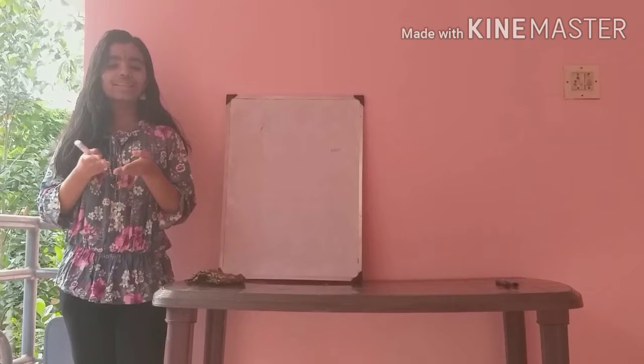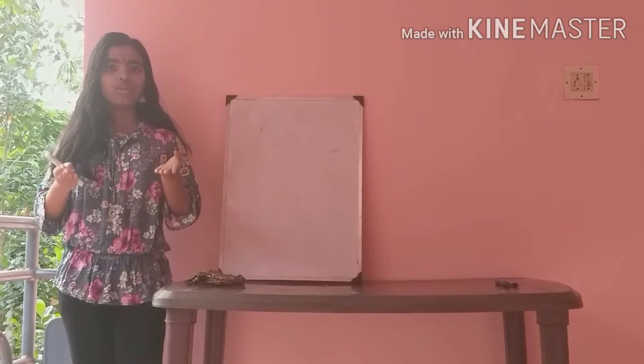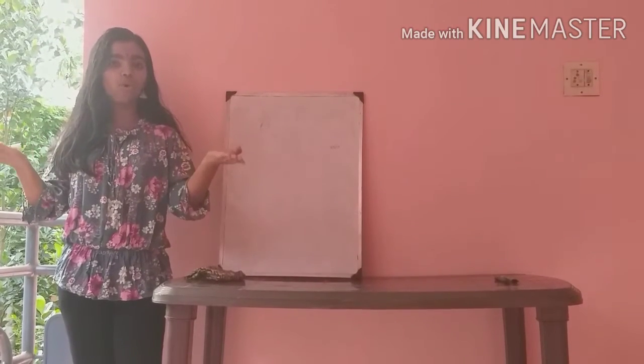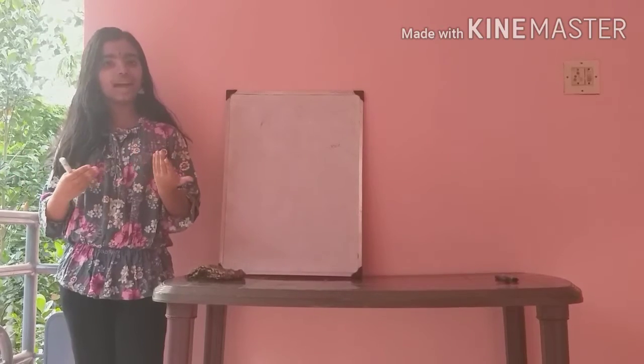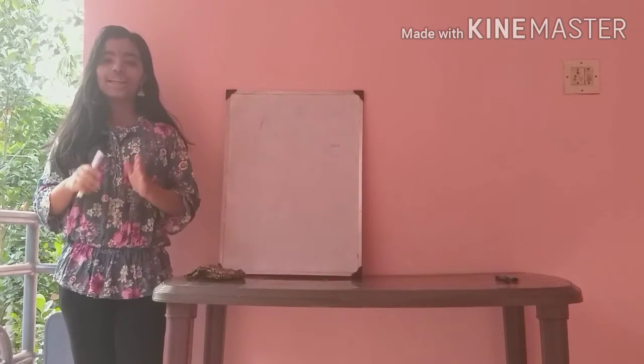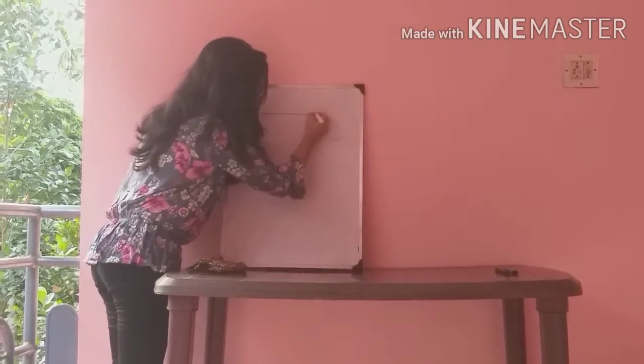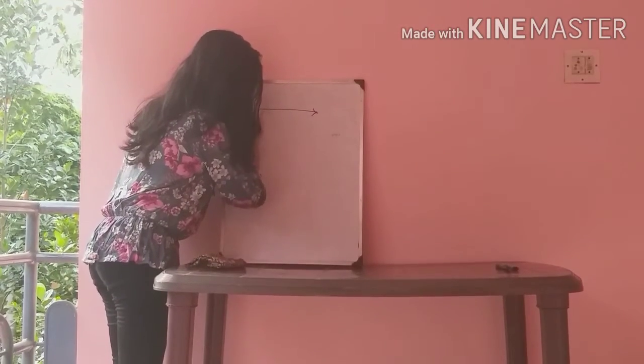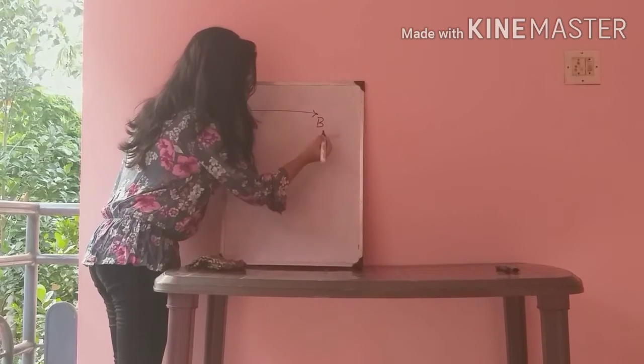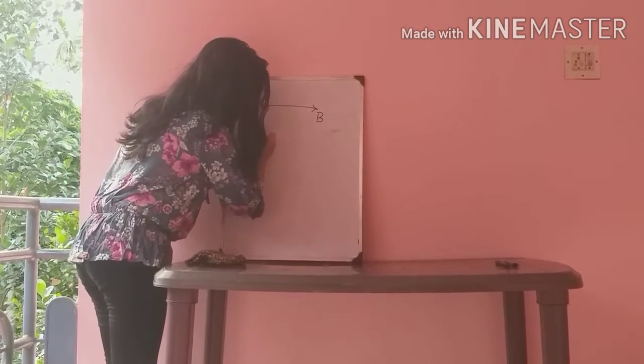A line is a straight one-dimensional figure which extends infinitely in both directions. It has neither starting nor ending points. It doesn't have a definite length. This is line AB. Line AB is represented like this.